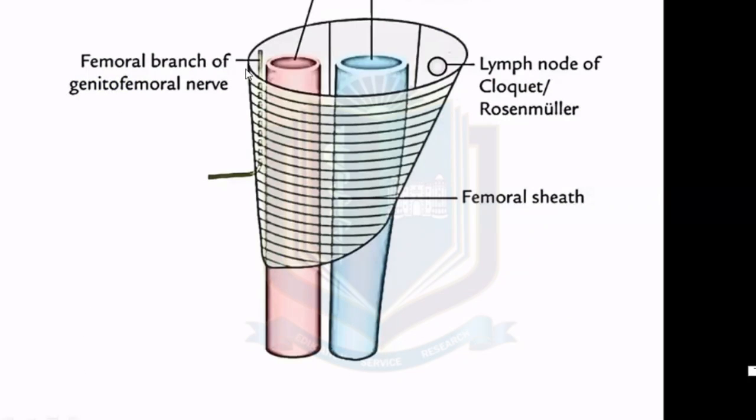Okay. So this is the diagrammatic representation of the femoral sheath, that is a conical portion tapering lower down. Femoral canal has the deep inguinal lymph nodes, which are called the lymph nodes of Cloquet or Rosenmuller. In MCQ, you can be asked to name the lymph nodes which are present in the femoral canal. So the correct answer would be the lymph nodes of Cloquet or lymph nodes of Rosenmuller.